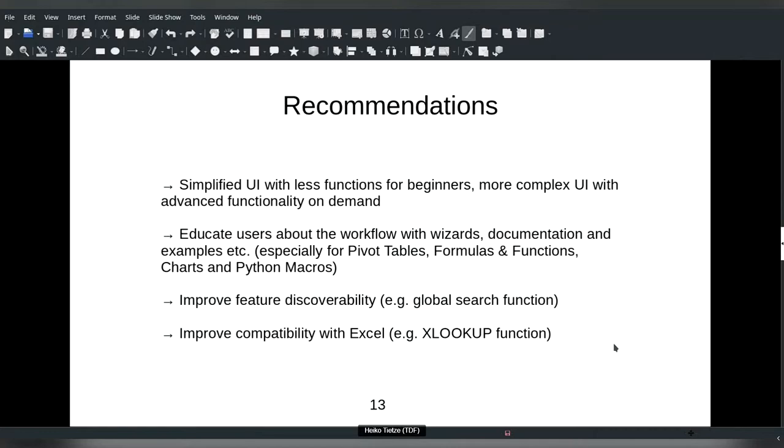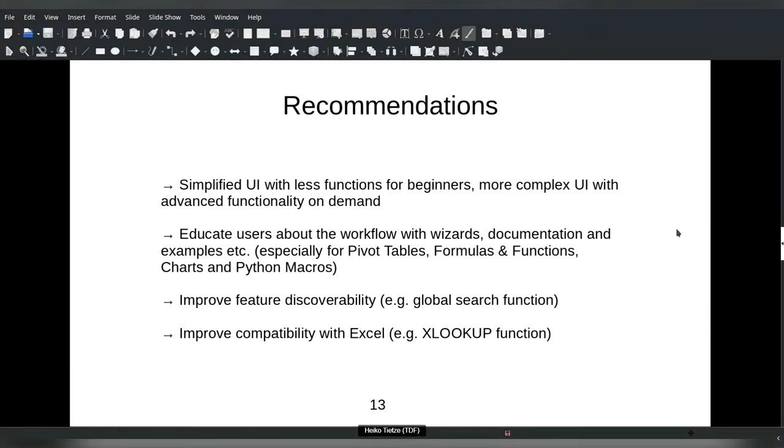Improve learnability by educating users about the workflow with wizards, documentation, and examples. I think this is especially important for pivot tables, formulas, charts, and Python macros, as these seem to be the features people have most problems with. It also could be that some of these are most commonly used, and that's why we saw more comments about these features. Also, improve feature discoverability.